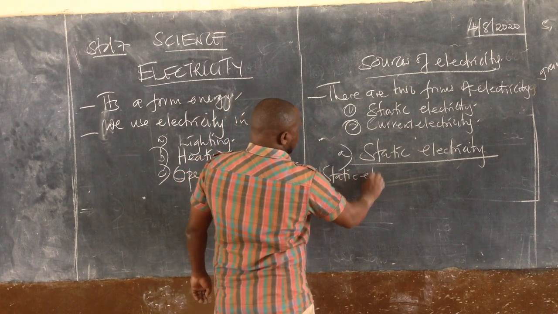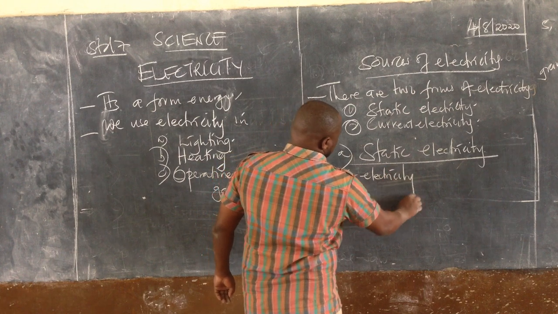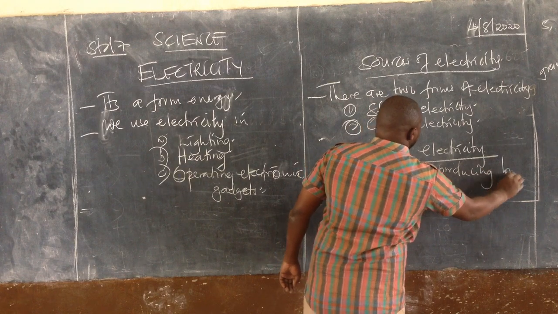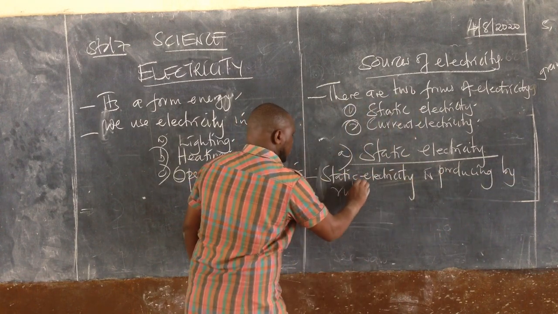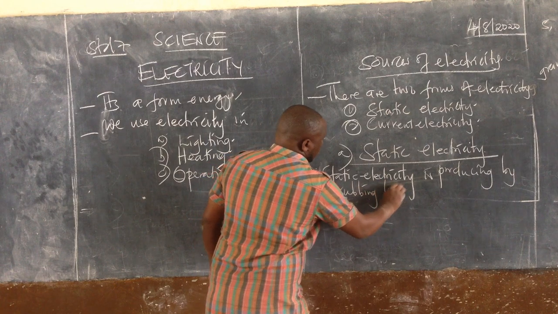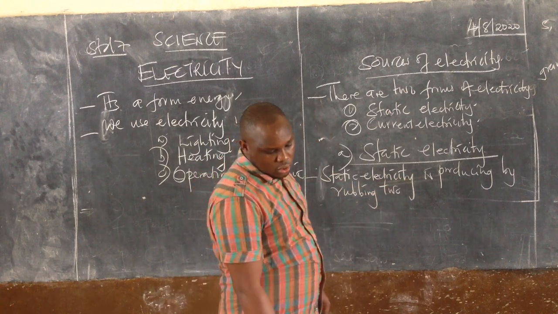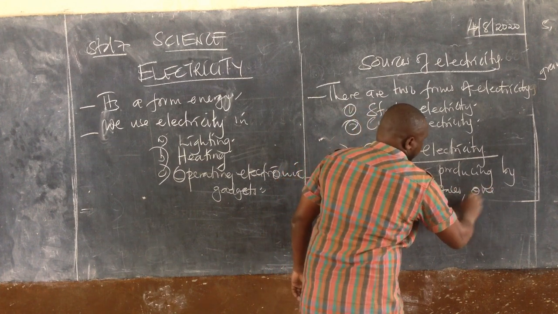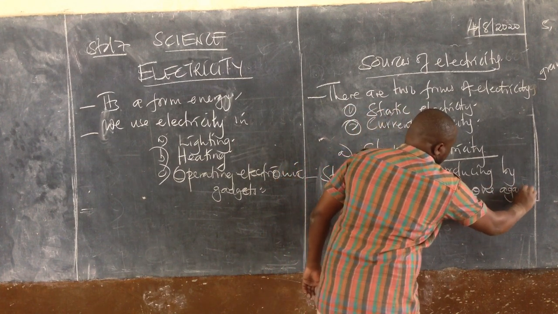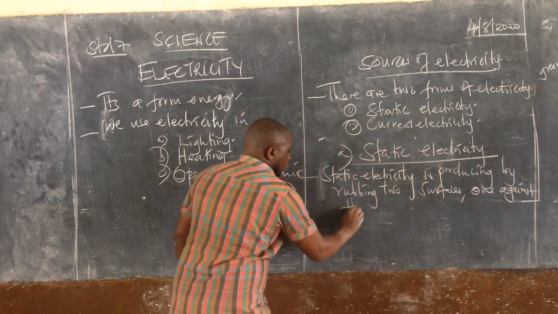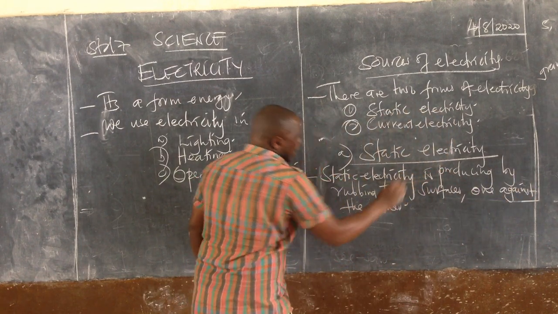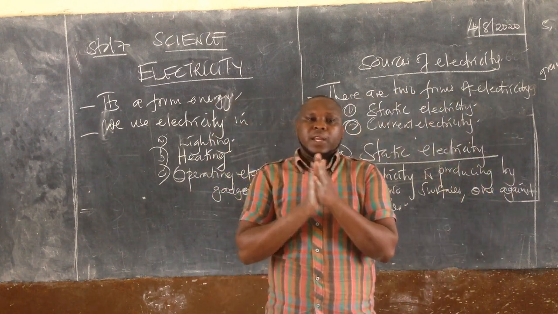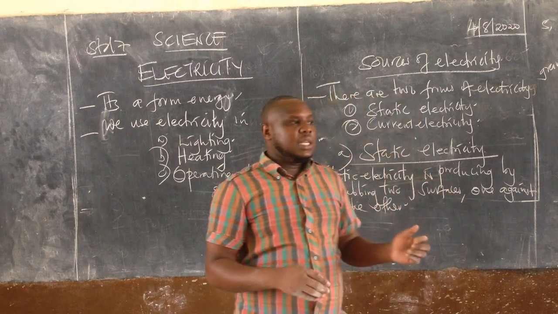Static electricity is produced by rubbing two objects or two substances one against the other. So if you have two substances and you try to rub them one against the other, you are likely to experience what we call static electricity.